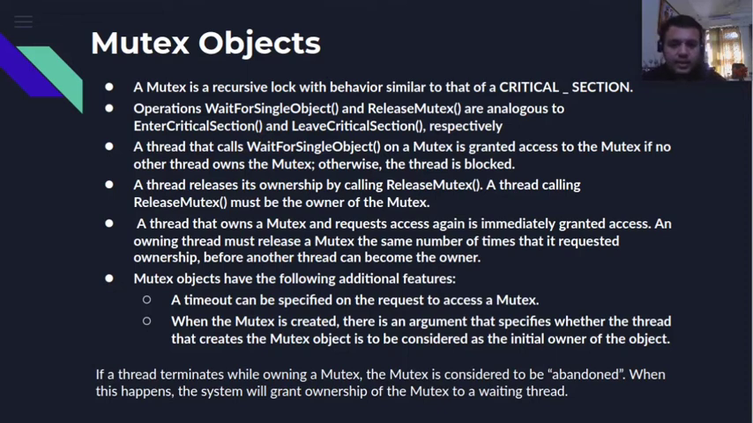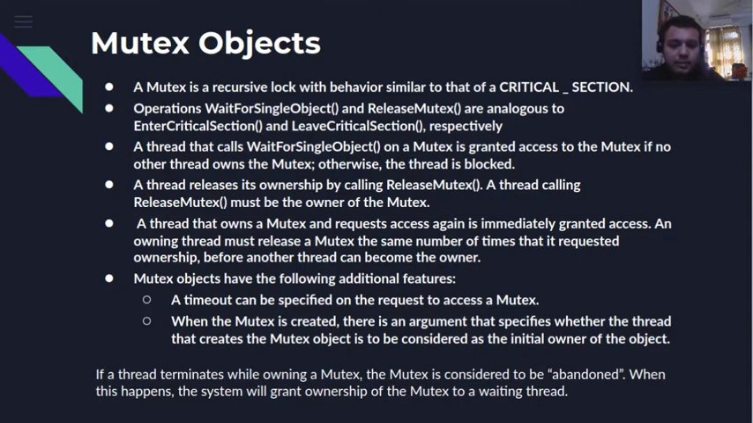A thread releases its ownership by calling ReleaseMutex. A thread calling ReleaseMutex must be the owner of it. A thread that owns the mutex and requests access again is immediately granted access. An owning thread must release a mutex the same number of times that it requested the ownership.